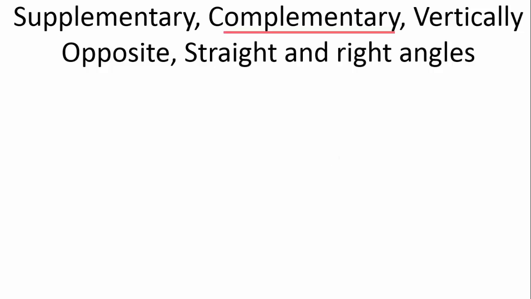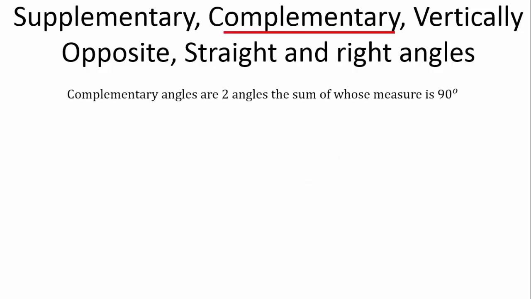Okay, let's now look at complementary angles. Complementary angles are two angles the sum of whose measure is 90 degrees, right? So it's almost like supplementary, but now instead of 180 degrees it is 90 degrees. So we have 1 and 2, and we have a square box. This is to show that it's 90 degrees. So 1 and 2 are complementary angles, right?